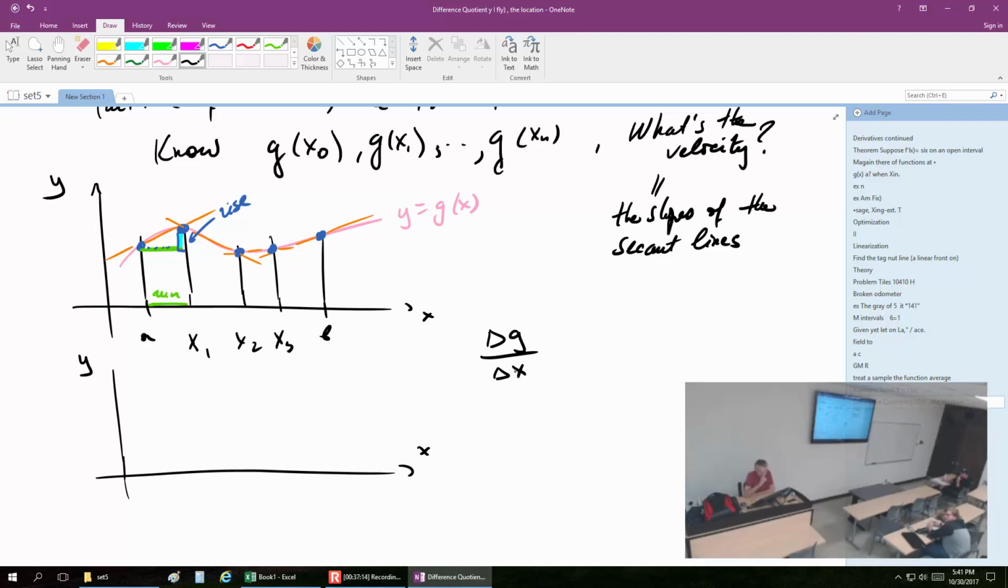Okay, so that is the formula of the function: g of x_{k+1} minus g of x_k, divided by x_{k+1} minus x_k, which is also known as delta x_k. So the difference quotient, the rise over the run, the change of y over the change of x, that is our formula. So we can compute it for each interval.